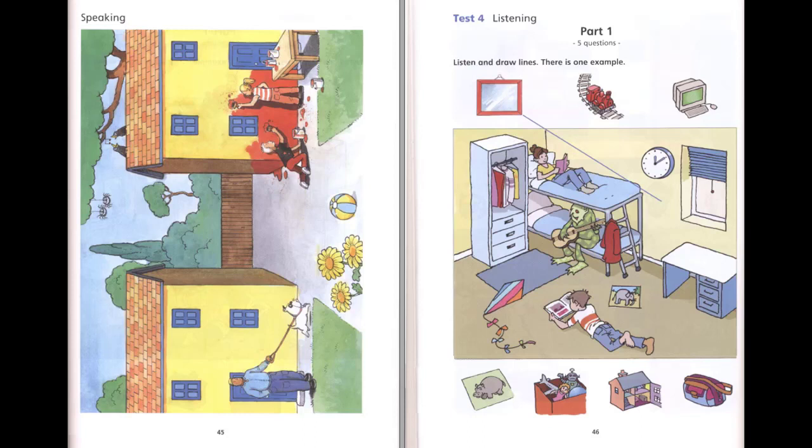Five. Now the computer. Put it on the floor between the boy and the kite. On the floor? That's right. Between the boy and the kite. Right. Thank you. Now listen to part one again. That is the end of part one.